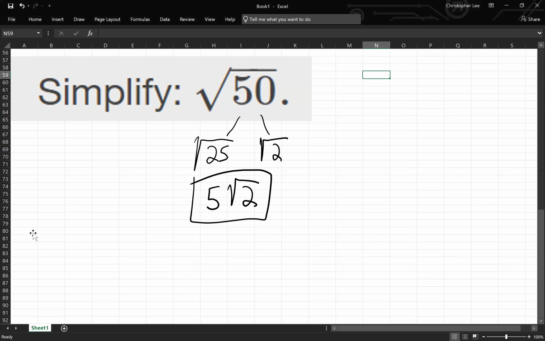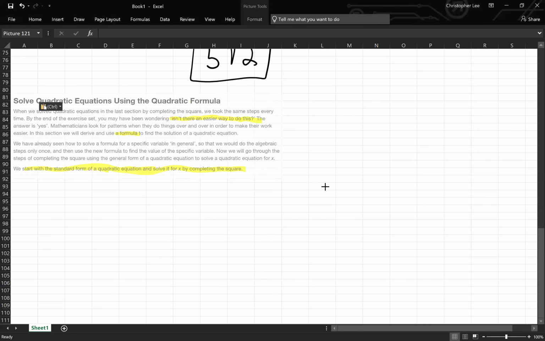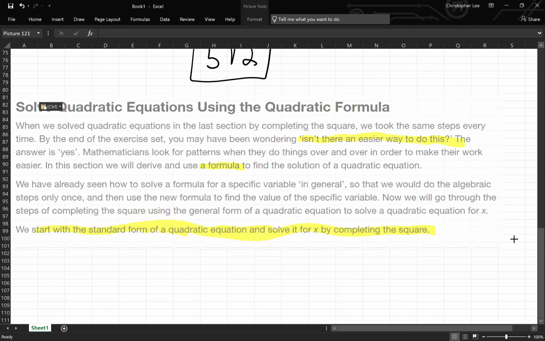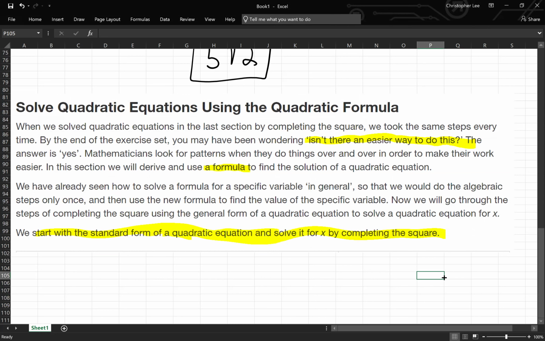All right, let's jump into this. So we want to solve quadratic equations using the quadratic formula. When we solved quadratic equations in the last section by completing the square, we took the same steps every time. By the end of the exercise set, you may have been wondering, isn't there an easier way to do this? The answer is yes.